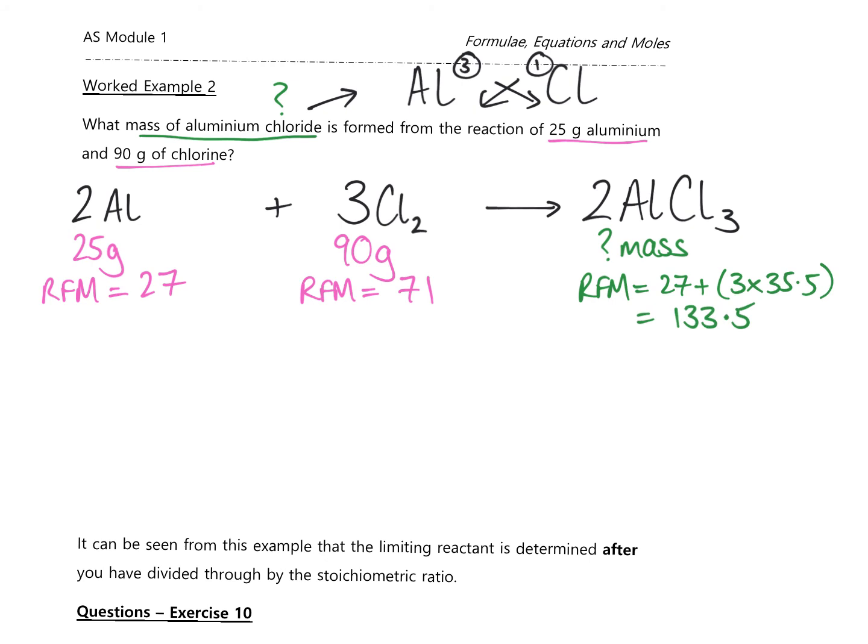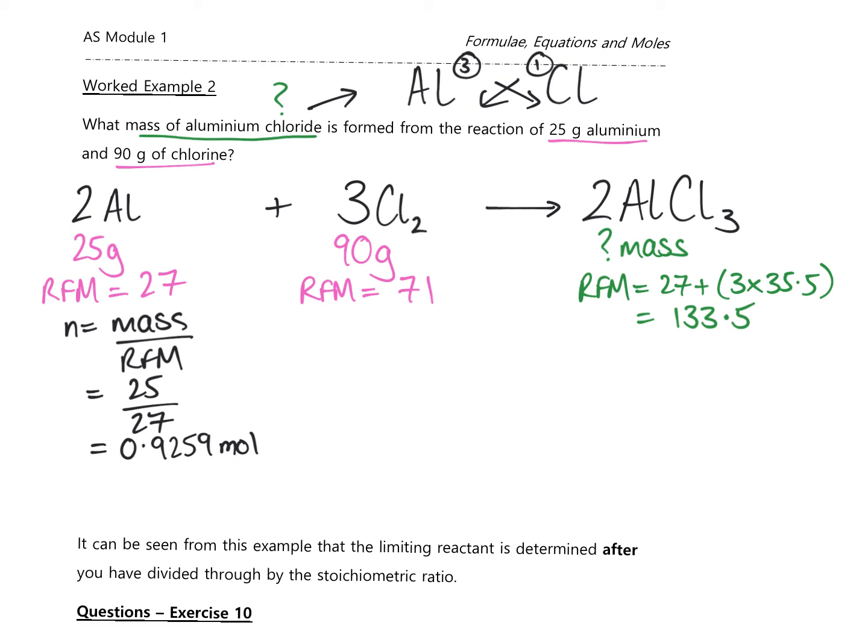Okay. So now we've got all our information and we're ready to go with our calculation. So what we need to do at this point is work out the number of moles of each of our reactants and then think about the ratio of each of them. So first of all, of aluminium, n equals mass over RFM. It's going to be 25 over 27. And that comes out as roughly 0.9259 moles. Again, if we end up using that number later, we'll use the more accurate version of it.